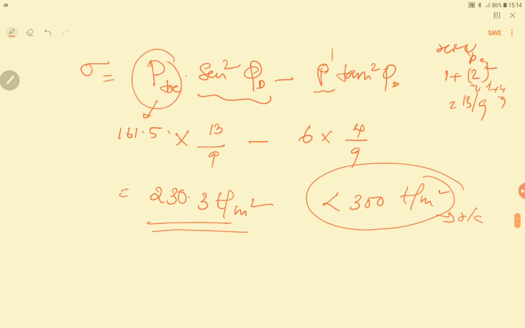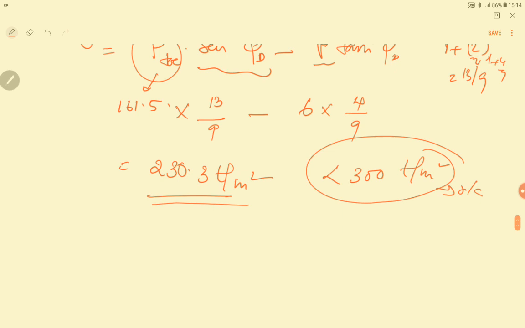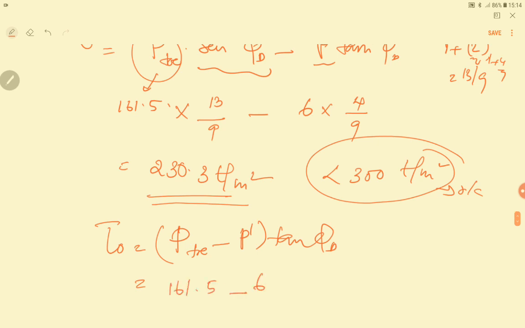And now what was the last part of this question? This question was asking us to find the shear stress at the horizontal plane near the toe. So tau naught will be equal to P at toe minus P dash into tan phi D. So what was the equation? P at toe is 161.5 minus P dash, which is 6, into tan phi D, which is 2 by 3. So the value is 103.7 tons per meter square. That is the value of tau naught. Okay, so this completes this question.